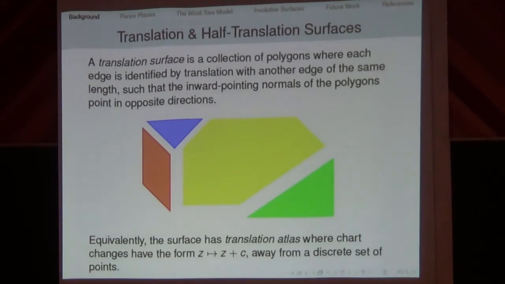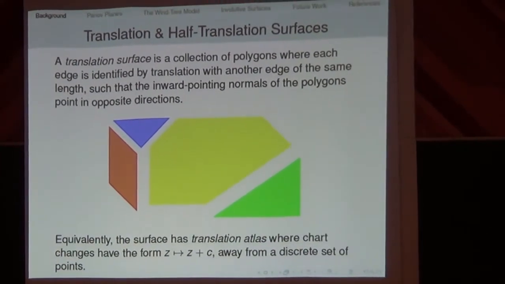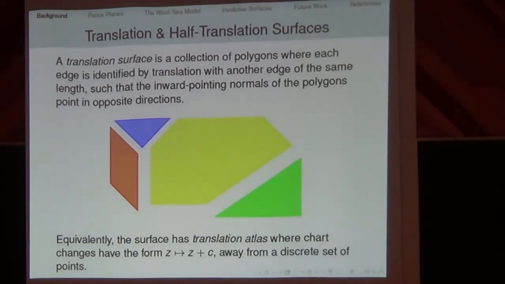This unfolded surface is an example of something called a translation surface, which can be defined in a lot of different ways. One way is to say that it's just a countable collection of polygons glued together at their edges. And when you construct a surface like this, the surface comes with an atlas where all the chart changes are just translations. This is a translation surface. At least translations away from a discrete set of special points.